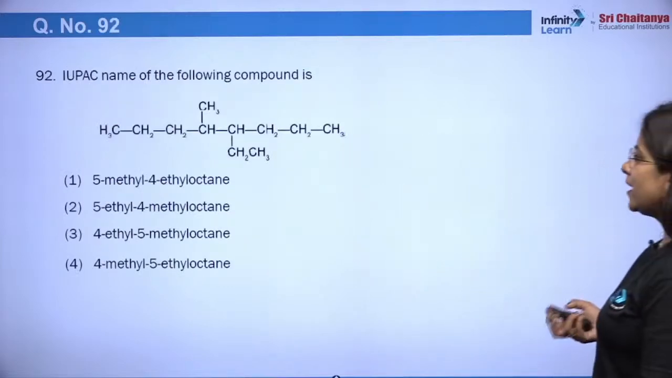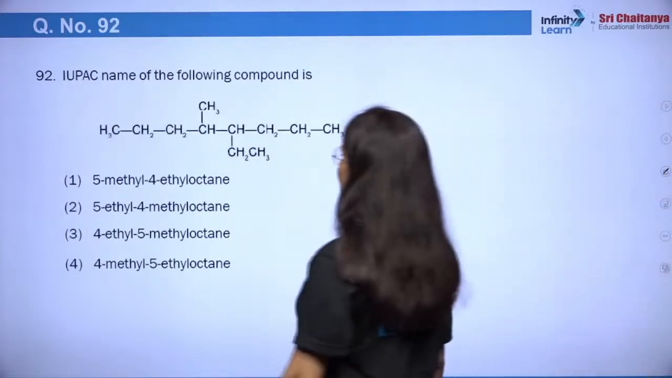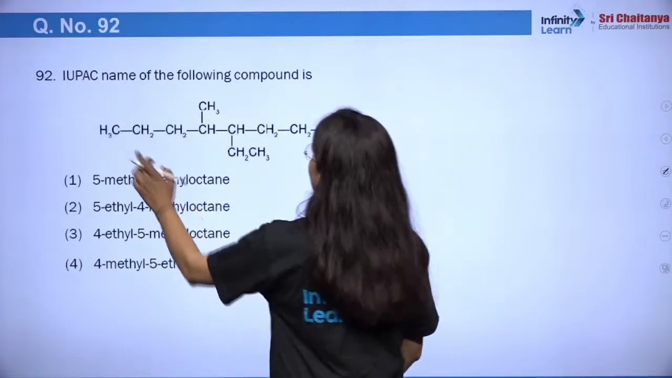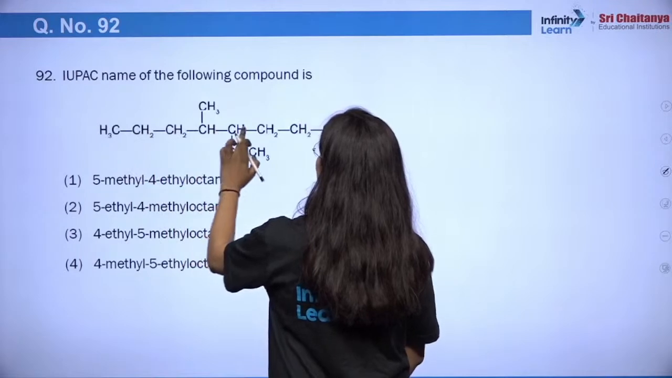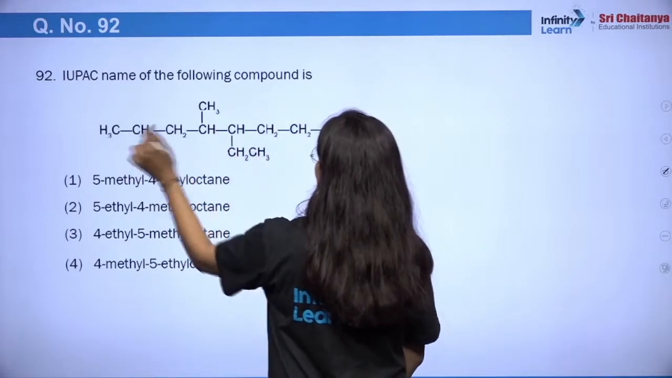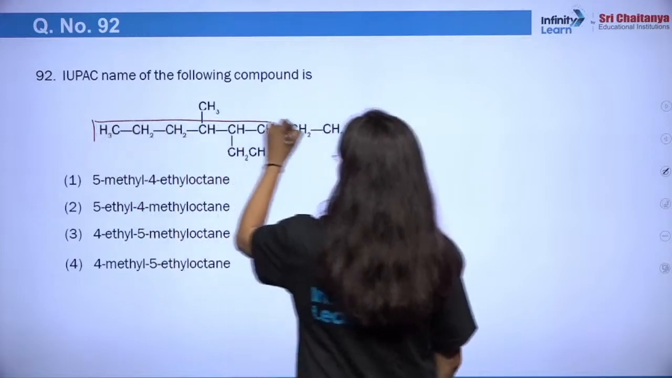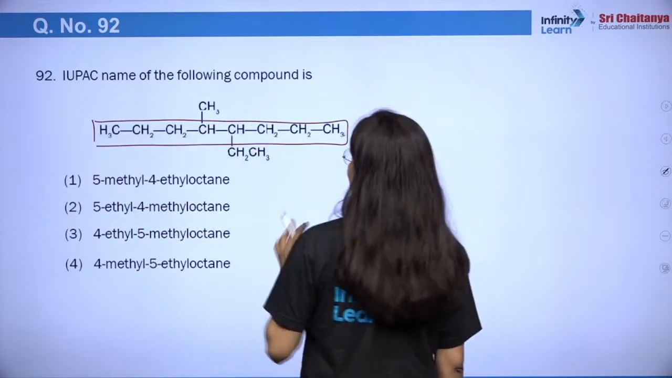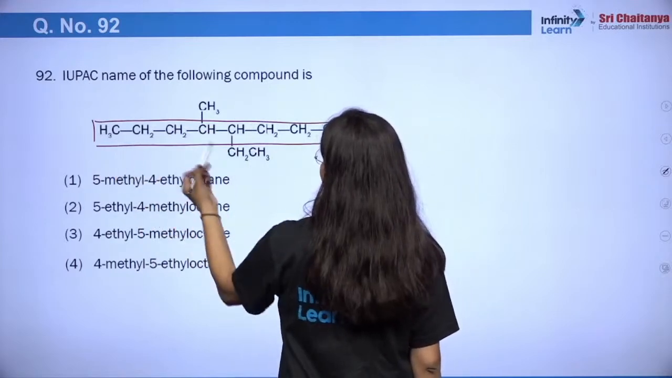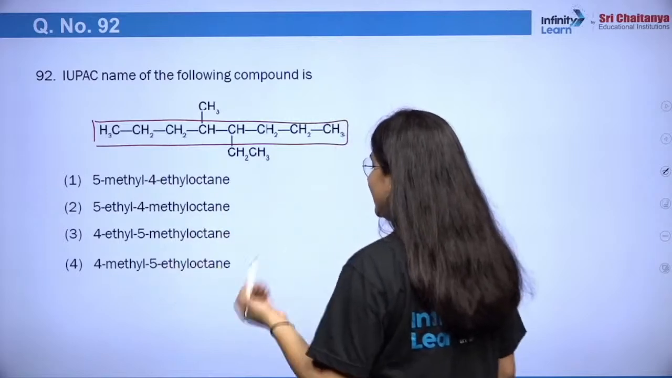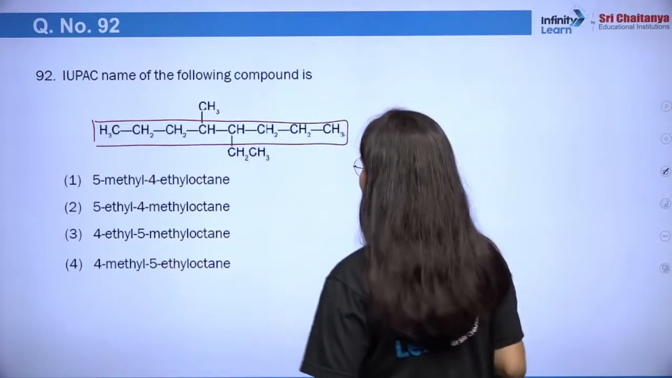Next, IUPAC name of the following compound is. So first I'll find the longest chain. Select the longest chain. 1, 2, 3, 4, 5, 6, 7, 8. Here I have 5. No, this is the longest chain. Now I can see that in the longest chain, what is the number of carbon? So 8, right? So all are having octane. So we can't eliminate the option on the basis of longest chain.